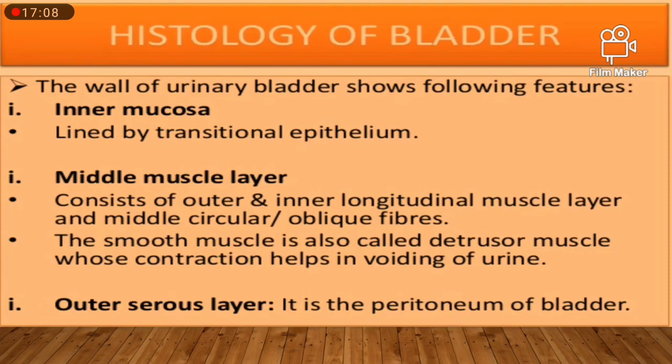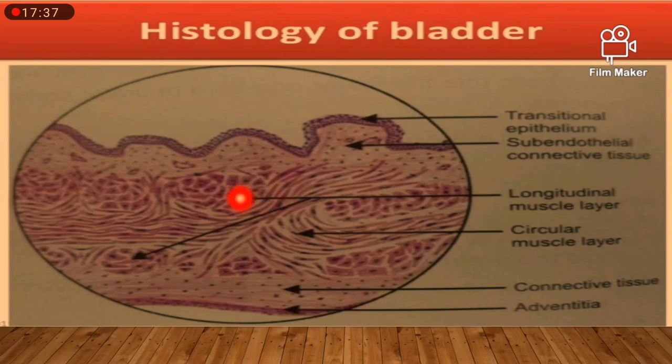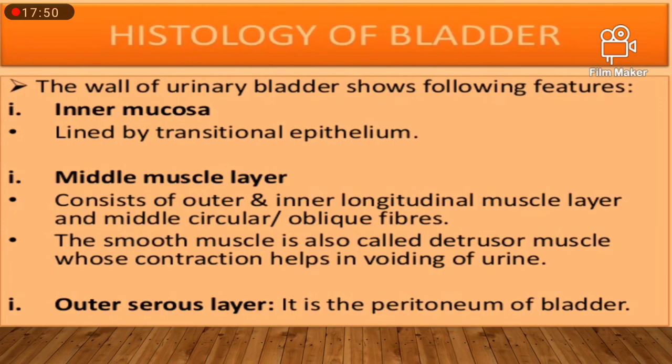Now histology of the bladder. First let us see the diagram. In a microscope it appears like this. So here you can see, just at the top, there is transitional epithelium. This is the transitional epithelium. Then you have subendothelial connective tissue. Here you can see this is the subendothelial connective tissue. Then the longitudinal muscle layer. Here you can see the longitudinal muscle layer. Then the circular muscle layer. Here you can see this is the circular muscle layer, and connective tissue and tunica adventitia.